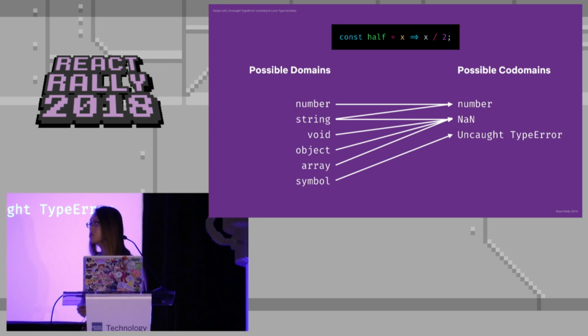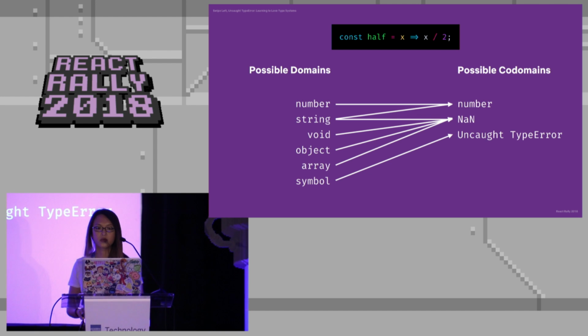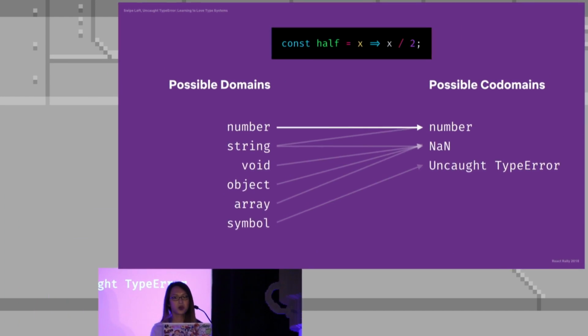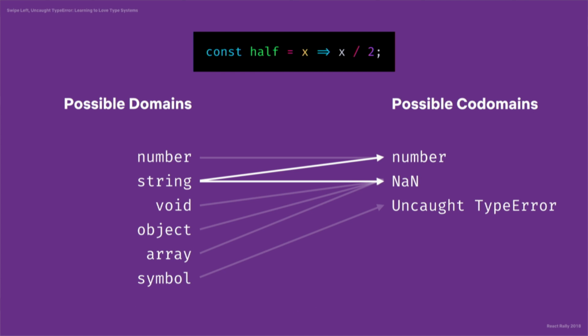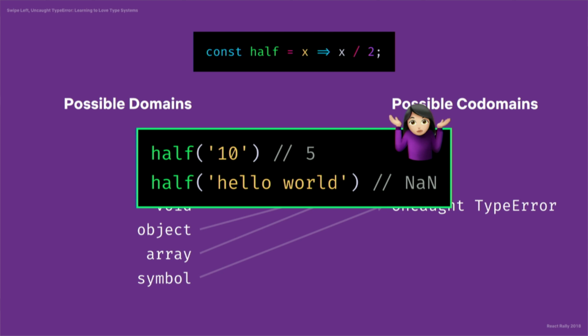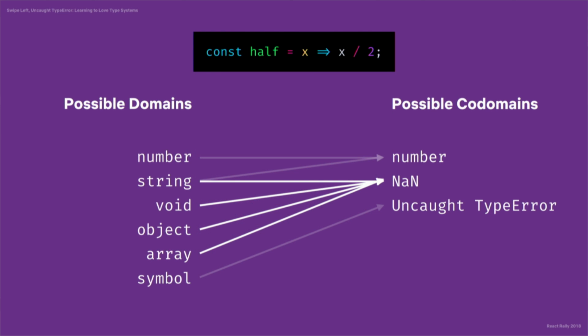So let's look at all the possible domains and codomains for this function. We know that if we pass it a number, we'll get a number back. But if we pass it a string, it could either return a number or not a number. This is actually a feature, not a bug. JavaScript was designed to work in the worst of environments, and it will try its hardest to make your code at least run, even if you write terrible code. And you also have your other types like void, which is null or undefined. You have objects and arrays, which are special objects. And these all return not a number, which, by the way, is actually a number. Thanks, JavaScript.